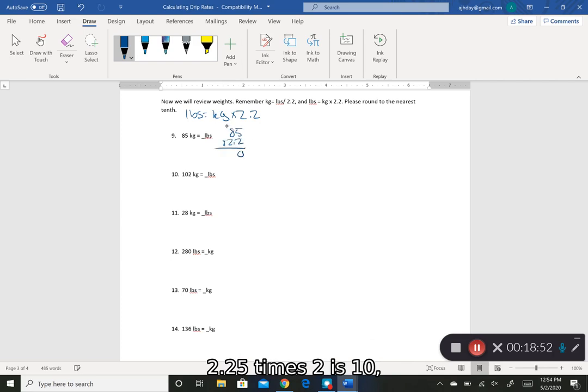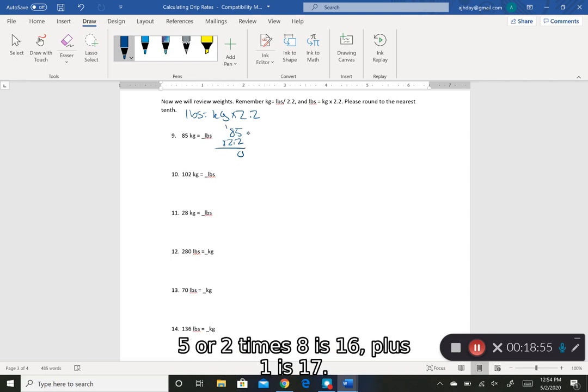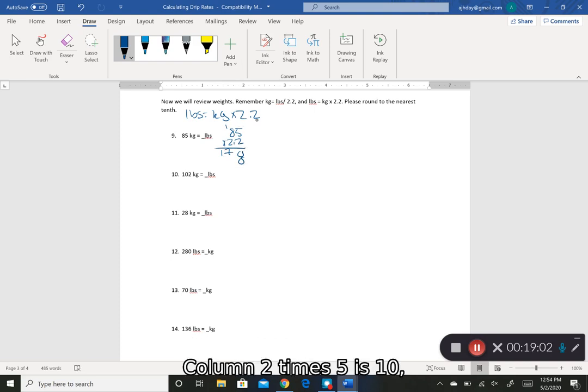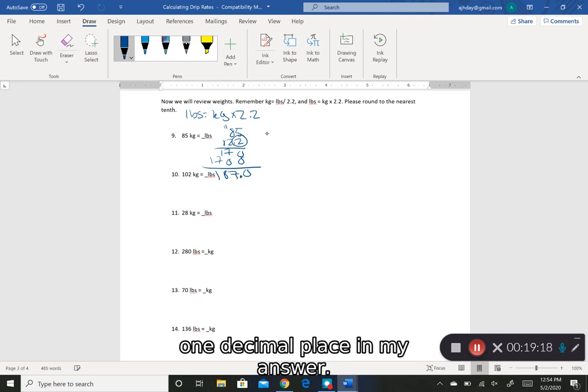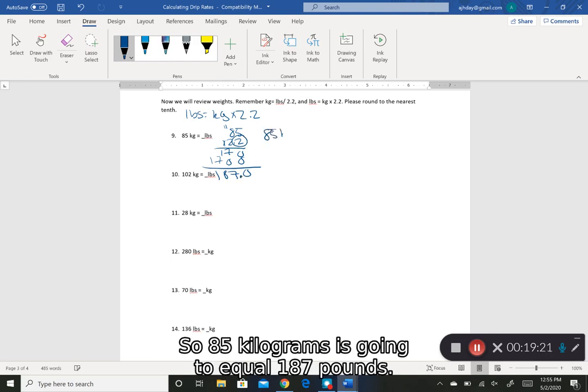5 times 2 is 10. 2 times 8 is 16, plus 1 is 17. Make sure you add your 0 to your column. 2 times 5 is 10. Still got that remainder. 2 times 8 is 16, plus 1 is 17. I have one decimal place in my problem, which means I have one decimal place in my answer. So 85 kilograms is going to equal 187 pounds.